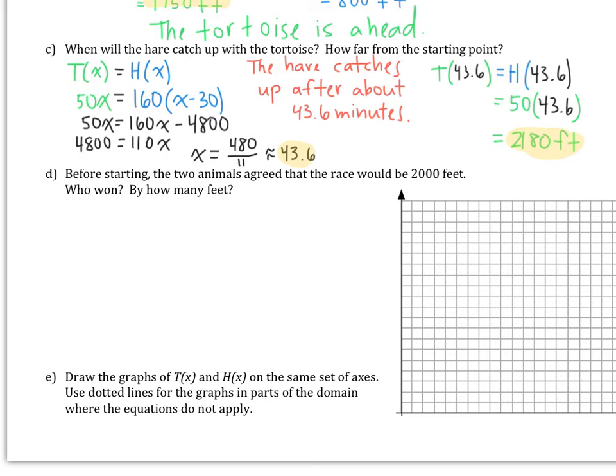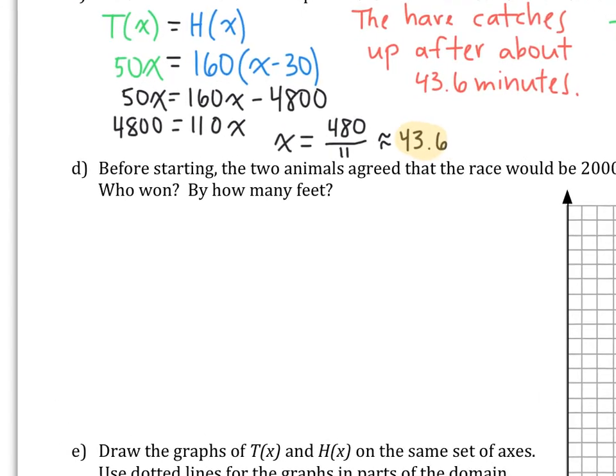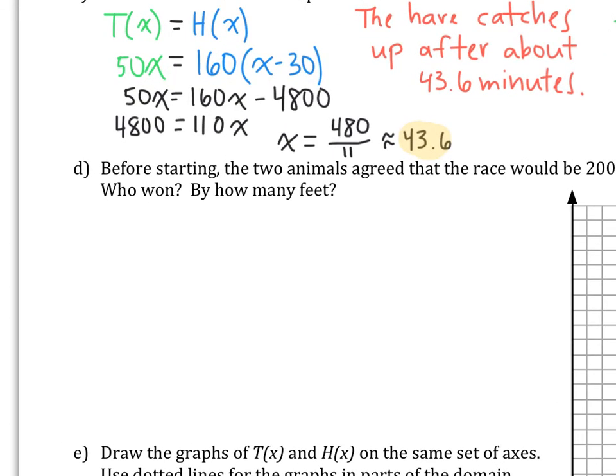So what can we do? Well, to start off, we can find out when the tortoise got to 2,000 feet. So we're going to set our tortoise equation equal to 2,000. Okay? So we get 50x equals 2,000. So we get x to be 40. So that's how long it took the tortoise to finish the race. Okay? But how many feet did he beat the hare by?